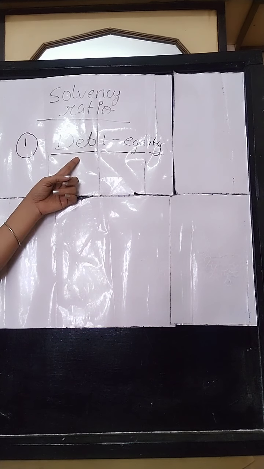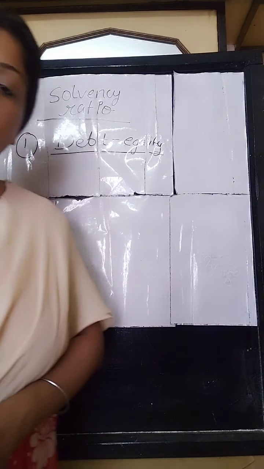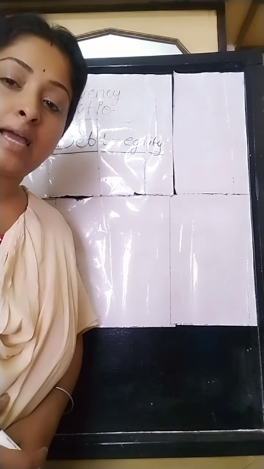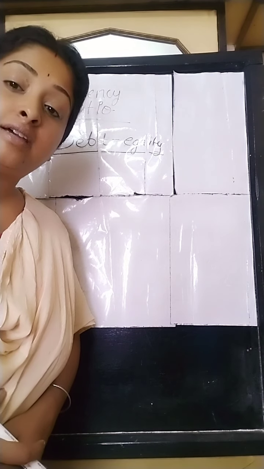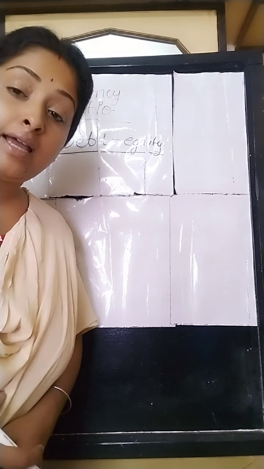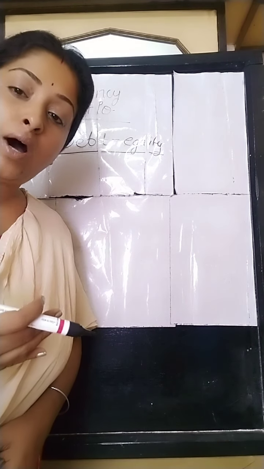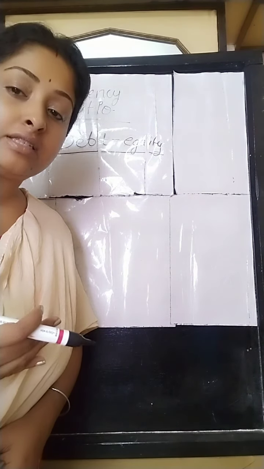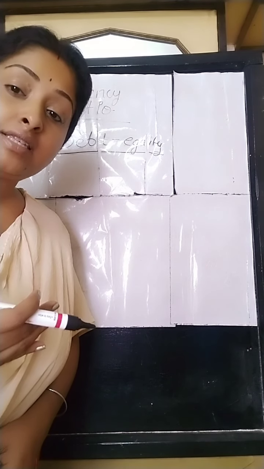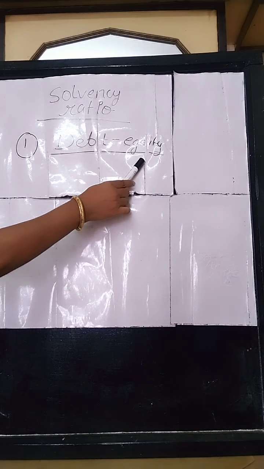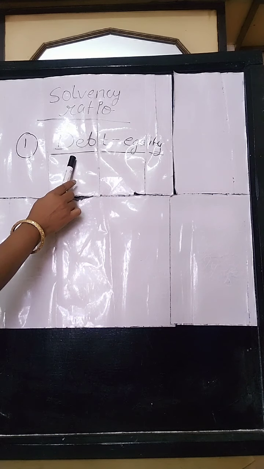Now the name debt equity suggests that it is the ratio of the company's debt capital and equity capital. That is, it determines the company's capital structure. The company's capital structure is normally formed of two things. One is owner's capital, another is borrowed capital. The owner's capital is the equity part and the borrowed capital is the debt part.